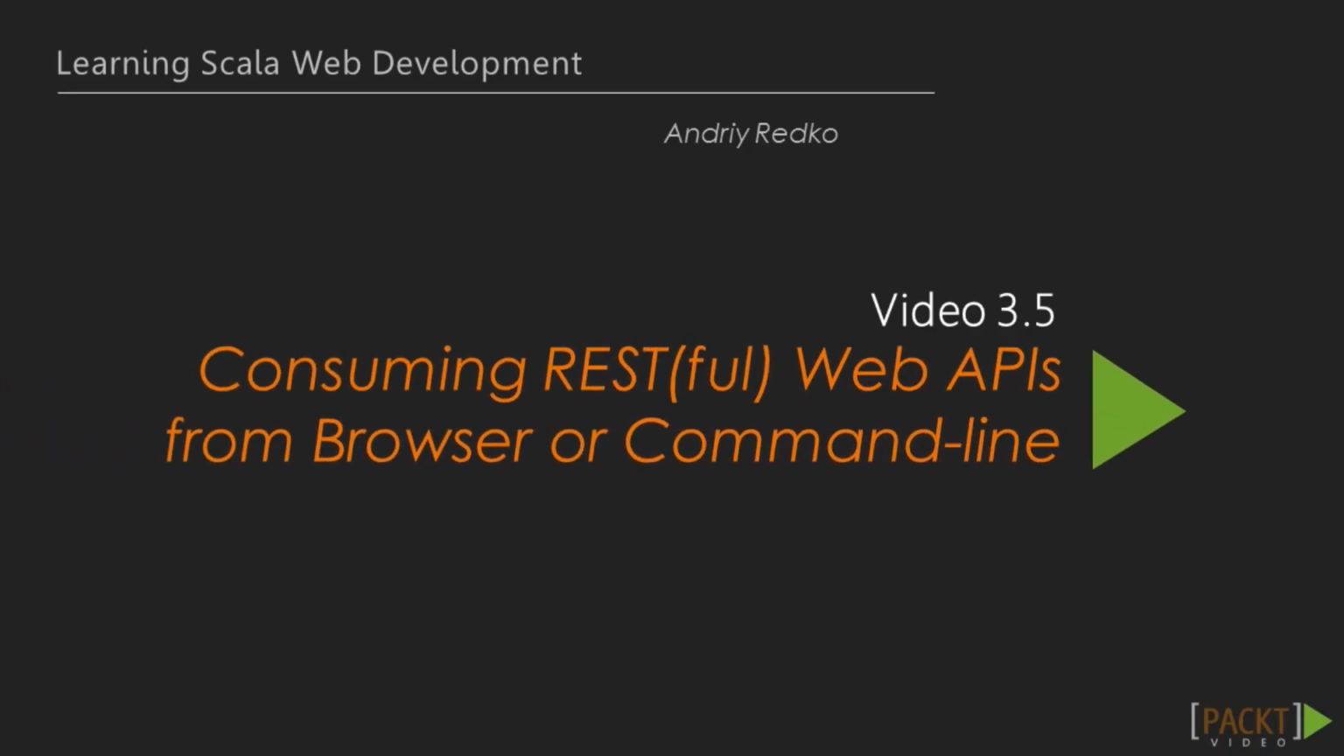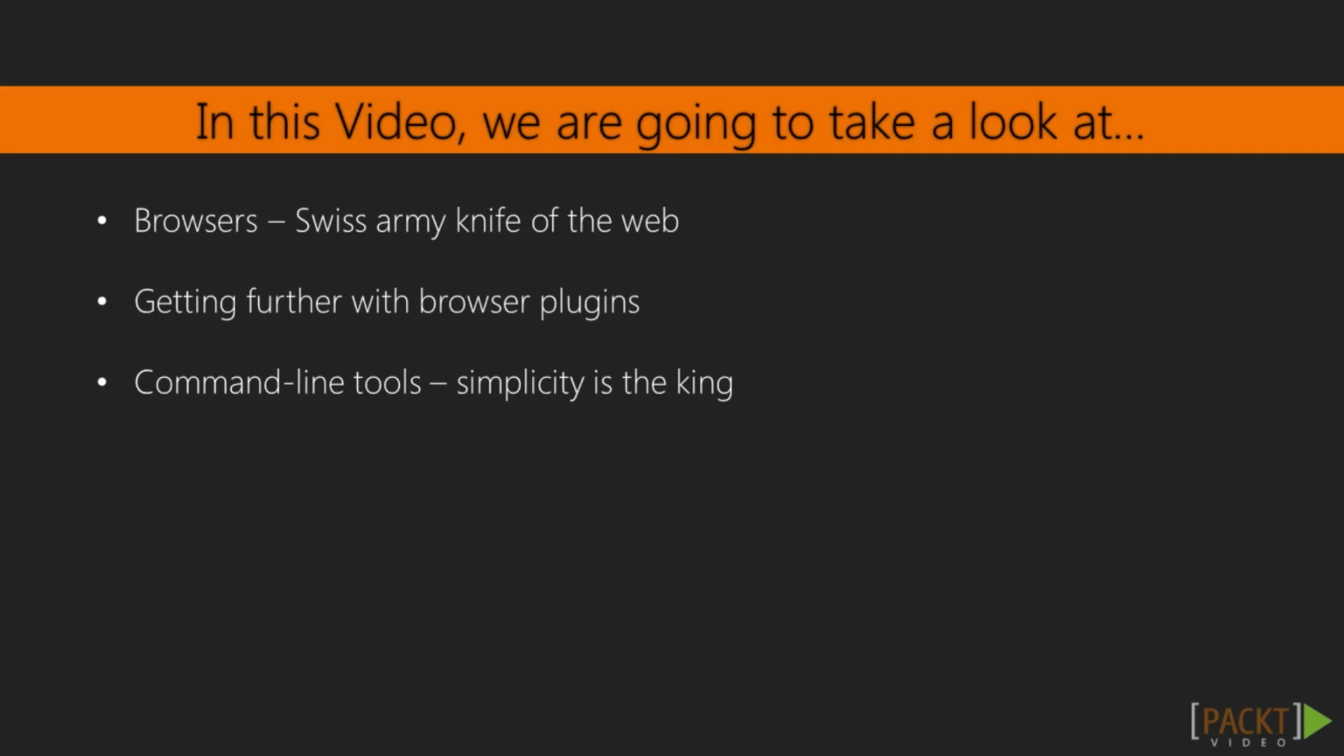Hi again. In the previous video, we looked at the spray-can module, and finally got our sample book catalog RESTful web services up and running. In this video, we're going to take a look at how we can invoke our sample book catalog web APIs using command line tools, browsers, and browser plugins. This is an exciting milestone for our journey into Scala web development using Spray Framework, because we're going to see what we have built so far in action.